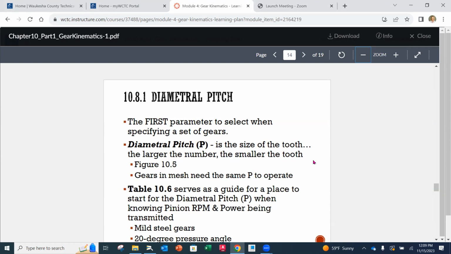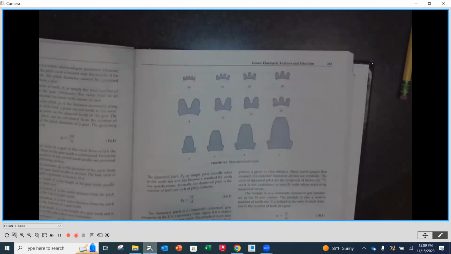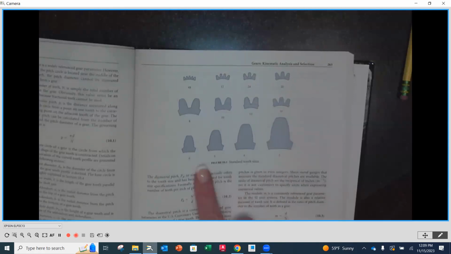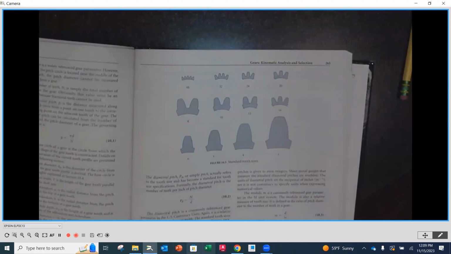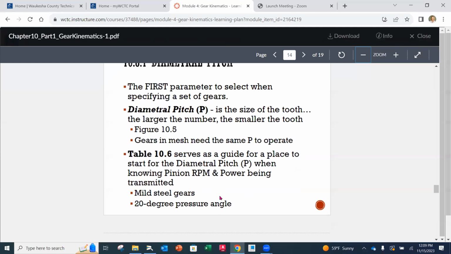If we go back and look at figure 10.5 on page 265, we can see lined up here an example, proportionally, not saying that these are the exact sizes, of a diametral pitch of 48 with small teeth, and then diametral pitches of 4 and 3 with bigger, chunkier teeth. Again, those gears that need to mesh together and operate the way we're anticipating have to have the same diametral pitch.